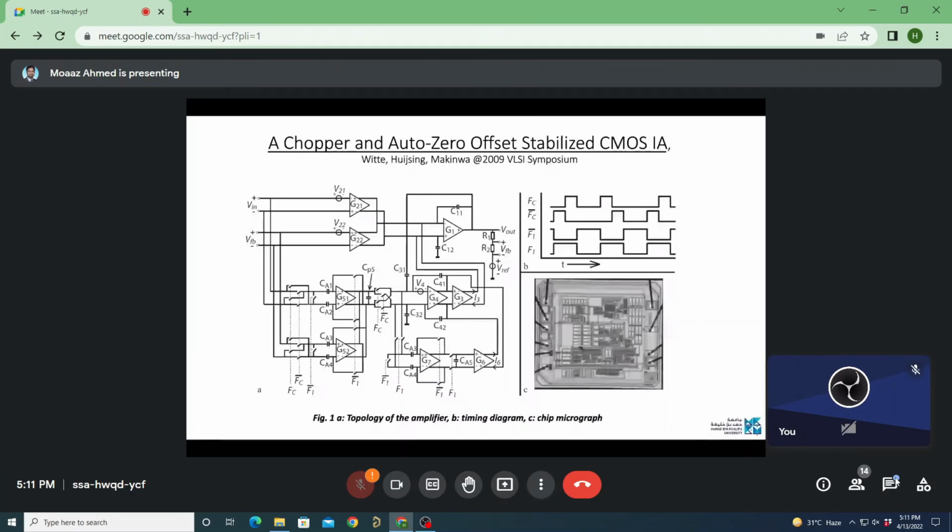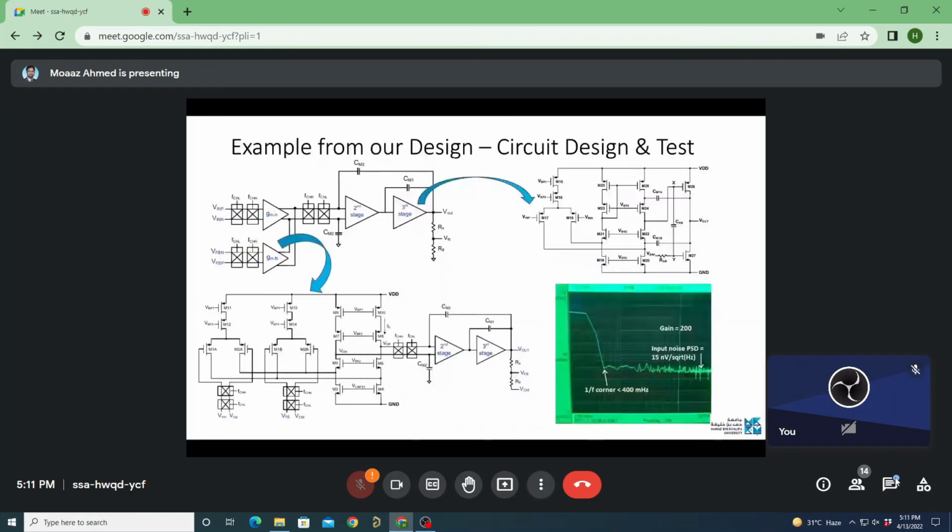I think this might be too heavy for you, so I'll forget about a few other topologies. I'll just present one of my topologies, and I'll also show you the transistor level implementation, like how it is actually done. This is an example from my design. Can you see the slides now? Yes, that's visible.